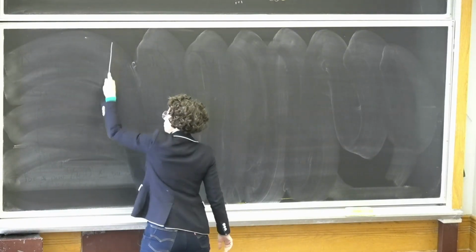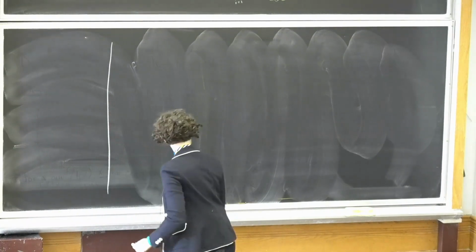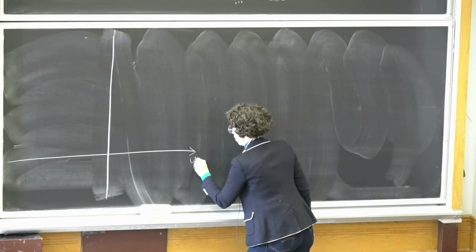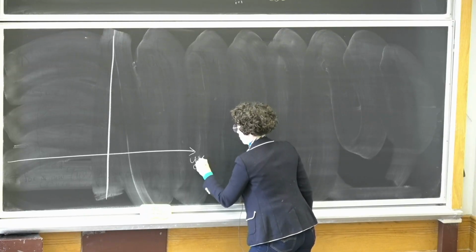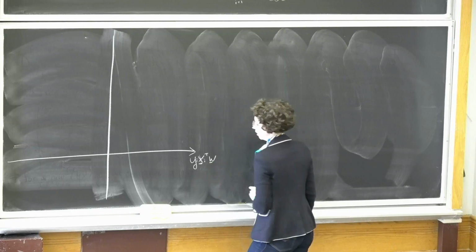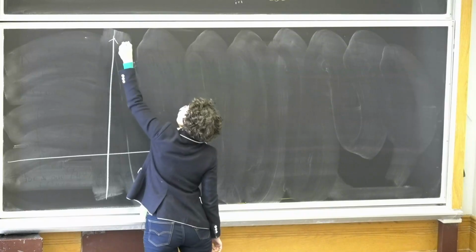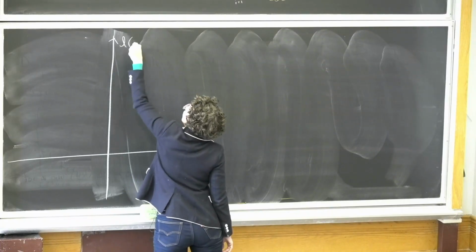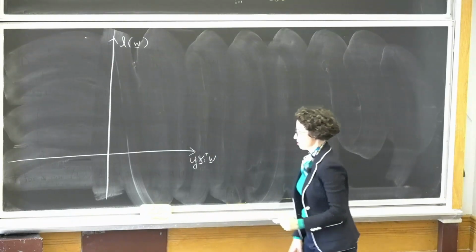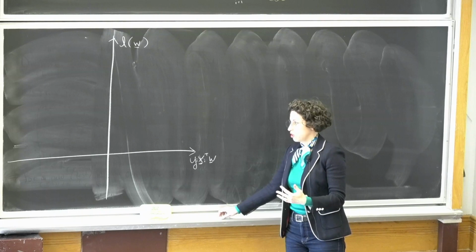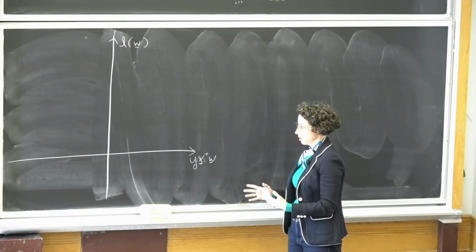What I'm going to do is make a better plot. My horizontal axis is going to be yi xi transpose w, this product that we were just talking about. And the vertical axis is going to be my loss associated with whatever weight vector I choose. So we're just looking at accuracy or loss for a single training sample at this point.